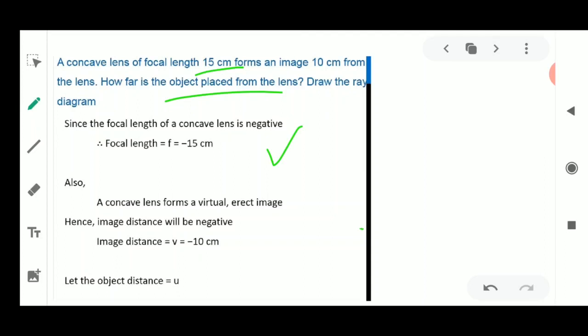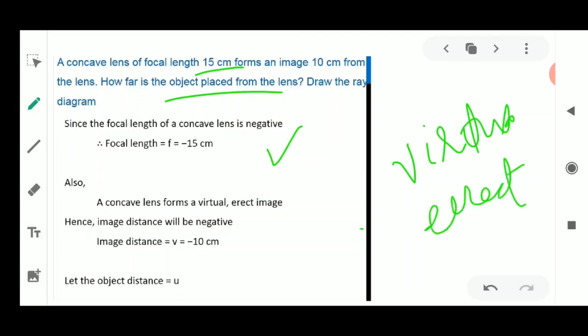Also, a concave lens forms a virtual and erect image. You all know there are only two places where you can draw the image, and in both cases the image is virtual and erect. Hence the image distance will be negative: v equal to minus 10 centimeters. Now you need to find the object distance u.